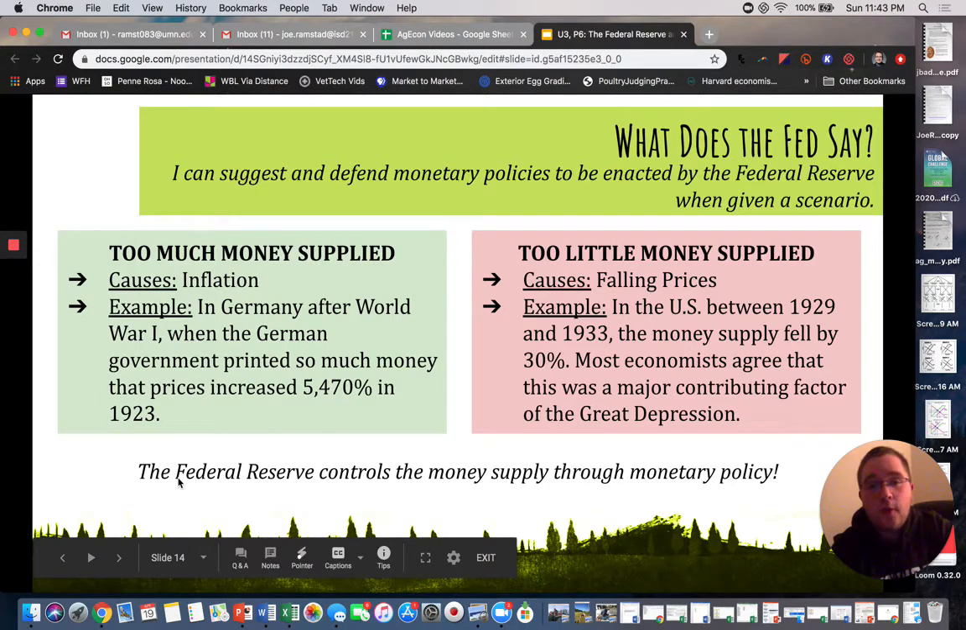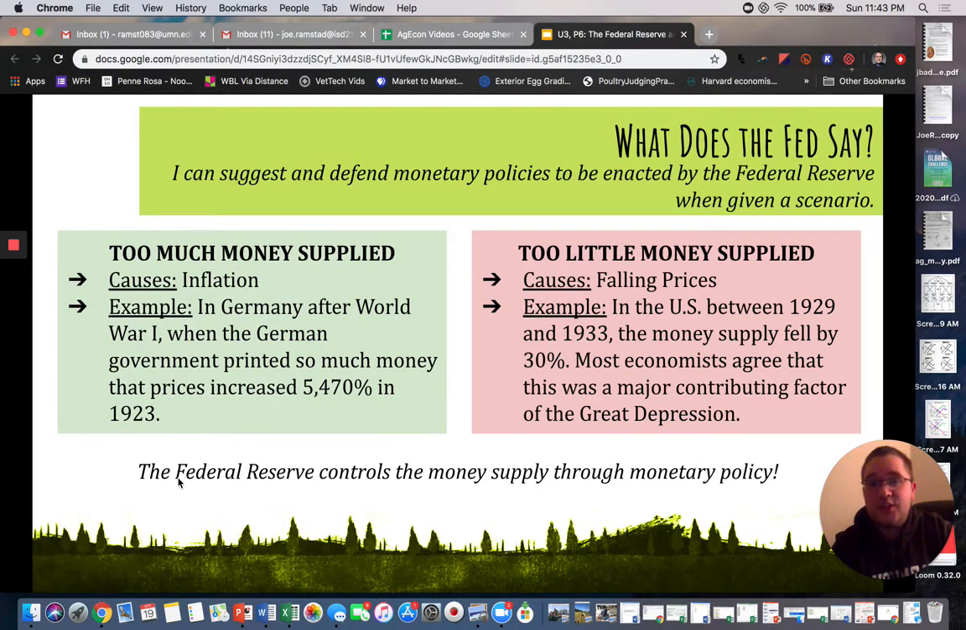Okay, so what does the Fed say in these types of situations? When there is too much money supplied at a national level, this causes inflation, right? So if we have too much money, that means that the value or the purchasing power, as we talked about previously, decreases because there's more money in circulation. That means the dollar isn't worth as much as it would be if money was tight. So the cause would be inflation. An example would be in Germany after World War I, when the German government printed so much money that prices increased by 5,470% in 1923. That's a lot. That is so much percentage increase.